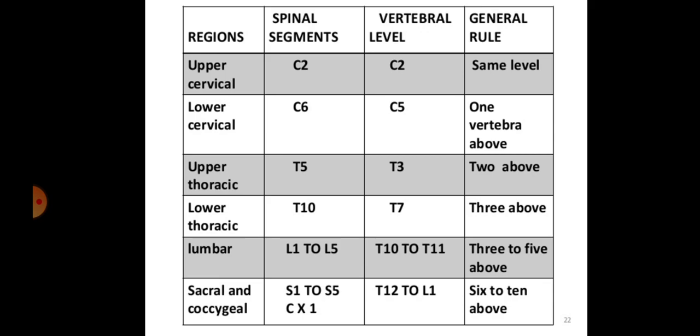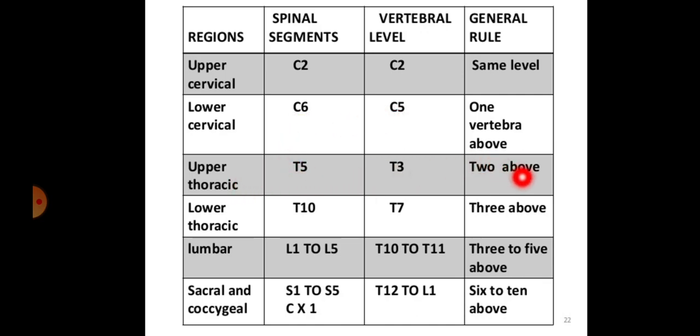First, in the upper cervical level, the spinal segment C2 is equal to the C2 vertebra, the same level. In the lower cervical, at the level of vertebra C5, we should add one. If you identify the C5 vertebra, then at the level of the C5 vertebra, the C6 spinal segment is going to lie. So how to calculate? First identify the vertebra, add 1 in the lower cervical, then you will get the spinal segment.